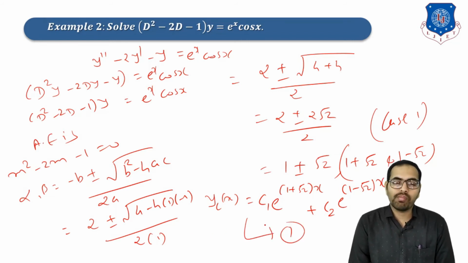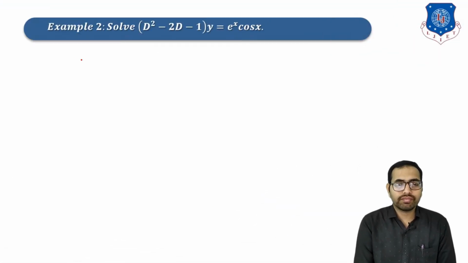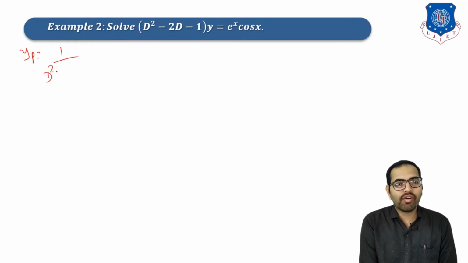That is our equation number 1. See, here our factors 1 plus root 2 and 1 minus root 2 are real and distinct values, so we can apply case 1. Let's move to finding the PI. We have the formula yp is equal to 1 upon f of D, that is 1 upon (D squared minus 2D minus 1), into e raised to x cos x.